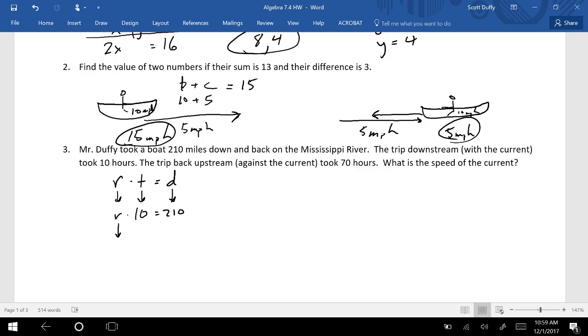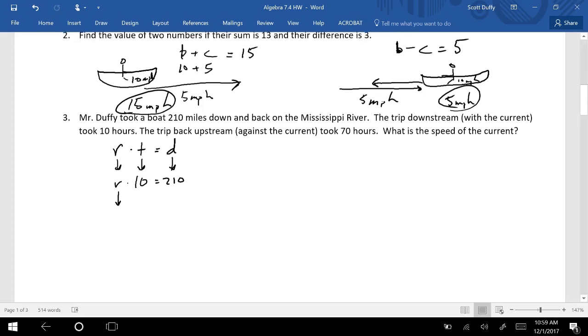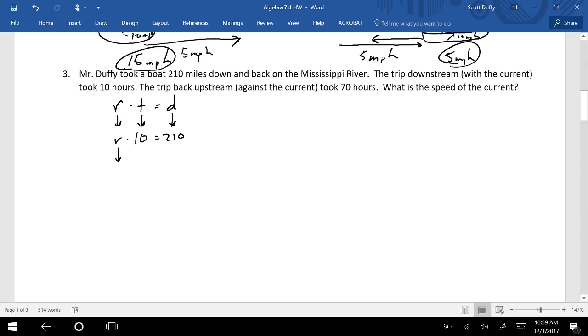But over here going back upstream, I had to take the boat, how fast I was going in the boat, and subtract the current, and that's how I got the 5, right? So the actual rate that I'd be going in my boat downstream is a composite of the boat speed plus the current speed. So boat speed plus current speed is my actual rate. I multiply that by 10 because that's my time, and that would be 210 miles downstream.